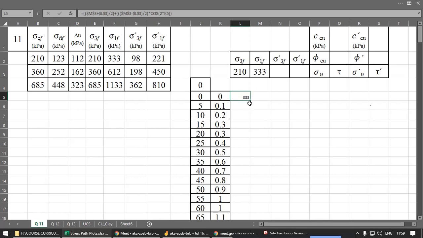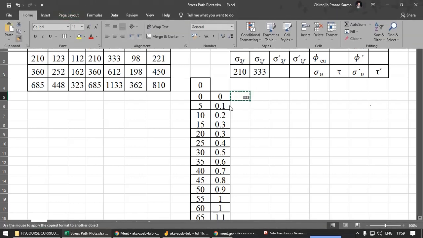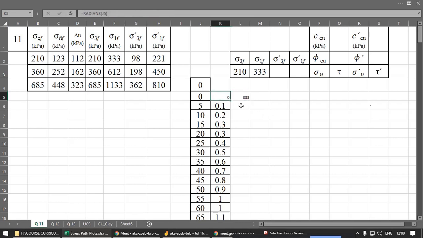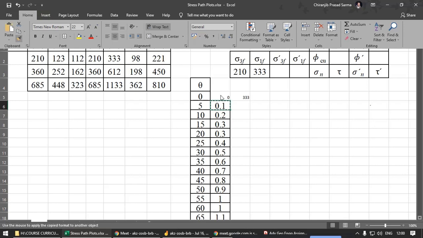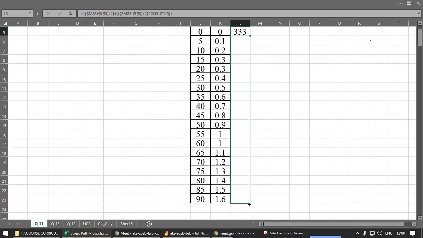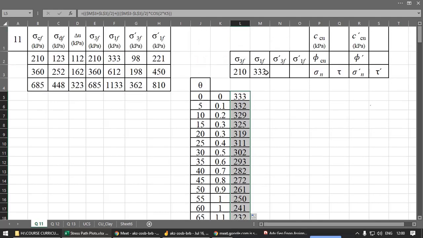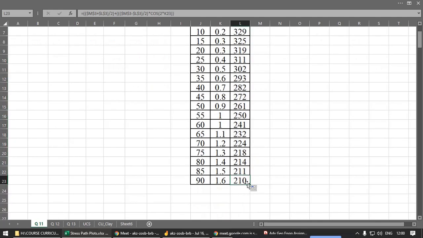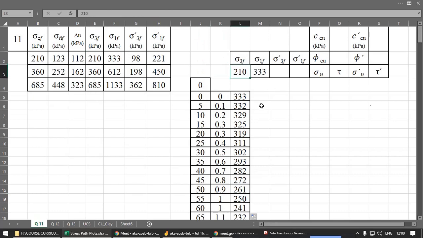This is the value. So now if you want, you can format. So this is the sigma 1 value. Now what we do, we hold here at this square box button, and we pull it down, and we get the values of how sigma 1 will vary. So here you see 210, which is sigma 3. So from sigma 1 to sigma 3, the Mohr circle will be drawn.